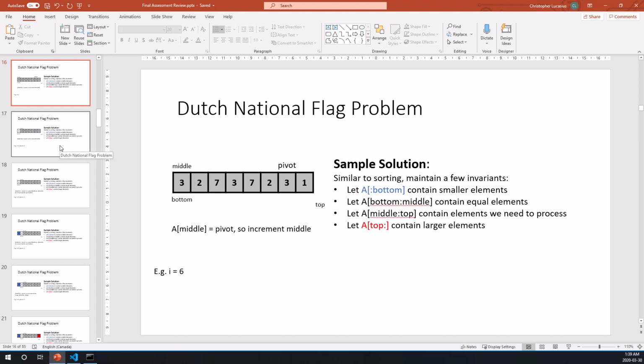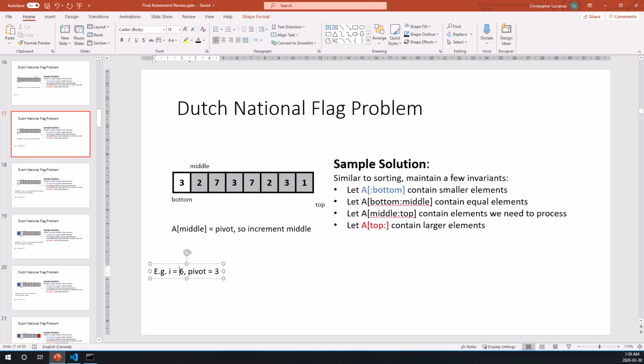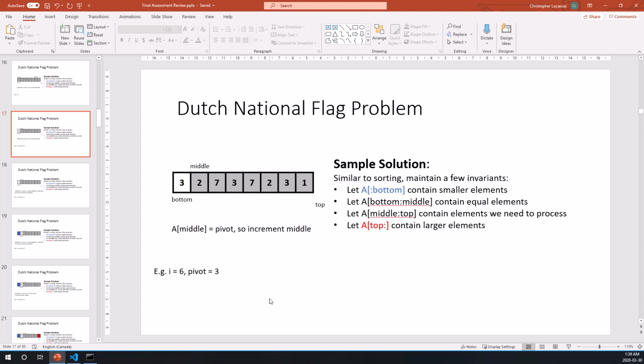So let's start. I'm going to denote gray to be elements we still need to process, and let's get to it. So we're going to first start and notice that A of middle is equal to the pivot. And by the way, I'm going to choose the pivot according to the index of 6, which is this 3 value here. So just remember from here on out that the pivot value is 3.